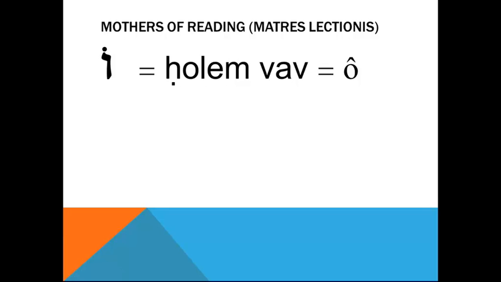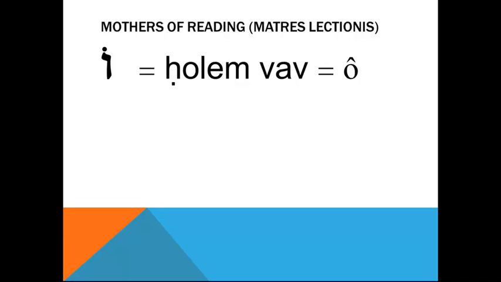We wouldn't have needed the vav if they had points back in ancient Hebrew to say that the vowel was there. But apparently it was convenient at some point to start putting a holum in the text to say, hey, a long vowel, a long O goes here. And so we transliterate that as an O with a hat on top.